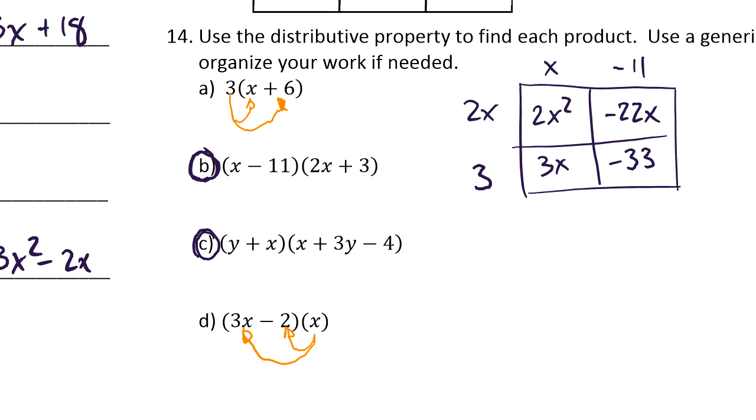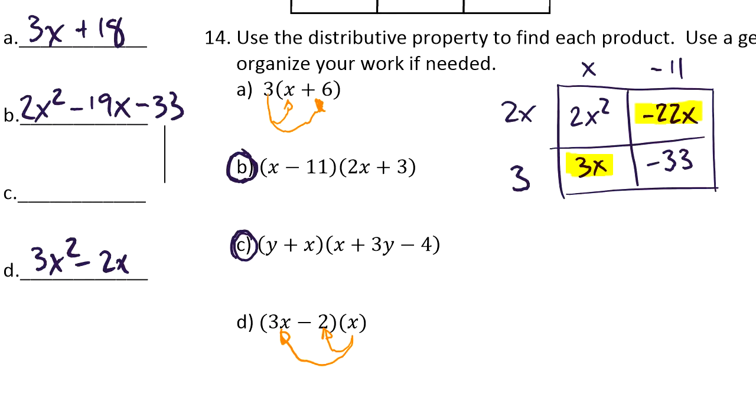Now I can see that I have two terms that are like terms, right? Negative 22x and 3x are like terms. So I'm going to combine those for my final answer. My final answer will look like 2x squared. And then if I combine negative 22 and plus 3, that'll give me a negative 19x. And then finally we have to tack on the negative 33. So that's a 2 by 2 model, generic area model.